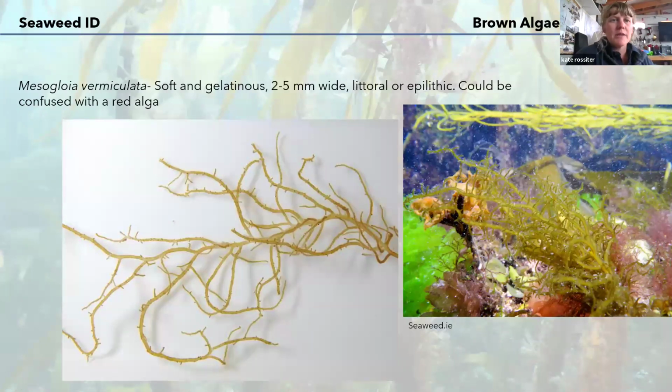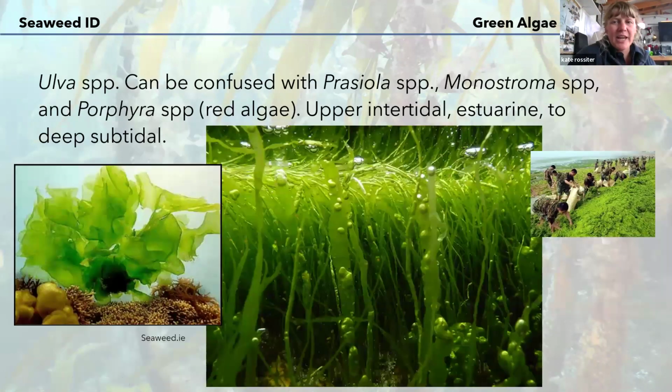Okay, I believe this is our last brown, and this is Mesogloia vermiculata. This is gelatinous, so I think it could be easy to confuse with some of the red jellyweeds. But it's going to be more ochre in color. And you just have to look at the random branching pattern that it has. You can see it does look a little bit like a jellyweed when you have an in situ picture. Okay, I'm getting close to the end.